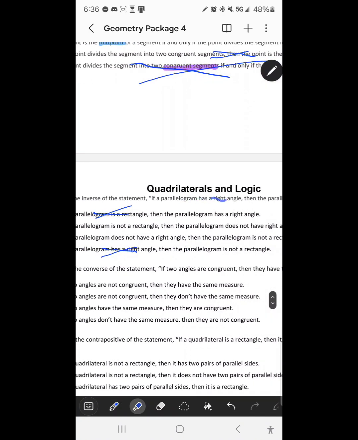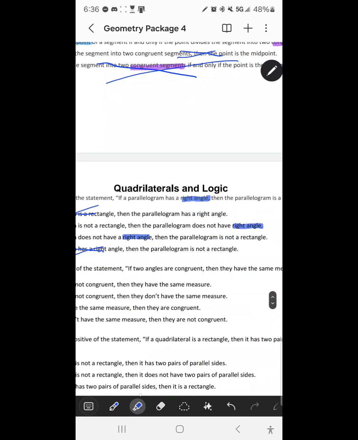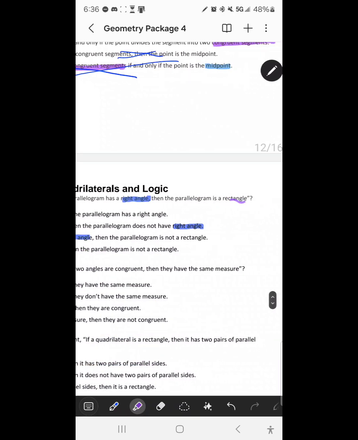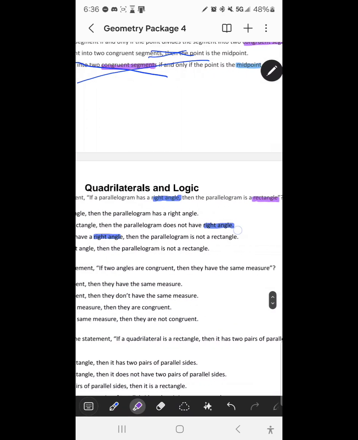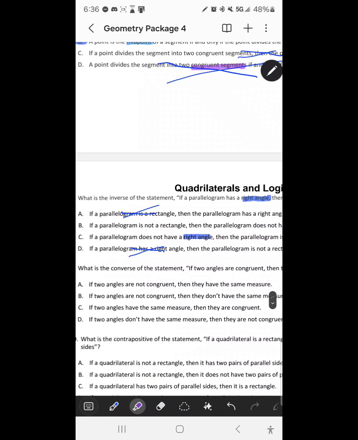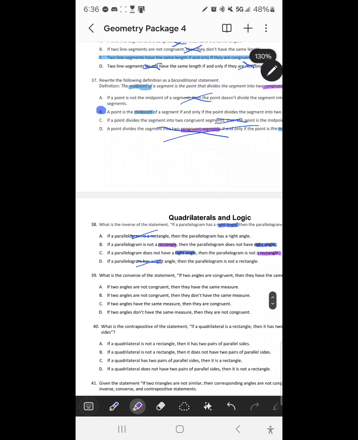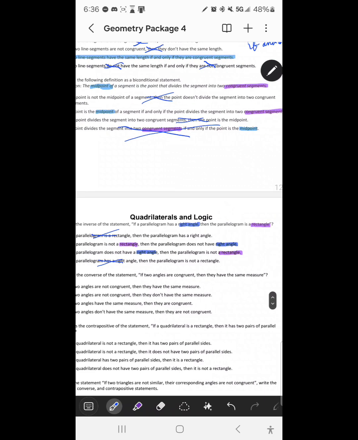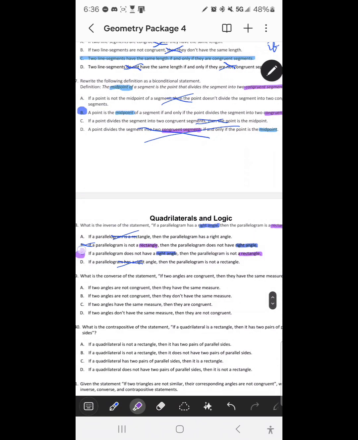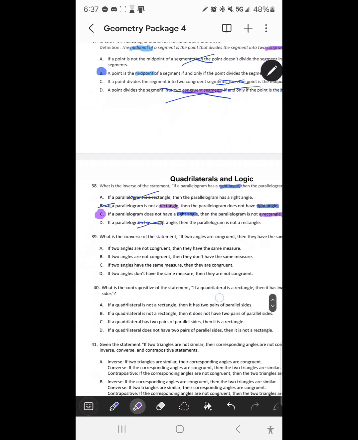And now we're looking for the same order. So first, right angle, and after that, rectangle. As you can see here, B is flipped. So B is not our answer because it is flipped. So our answer is going to be C. It's in the same order and it has the not.